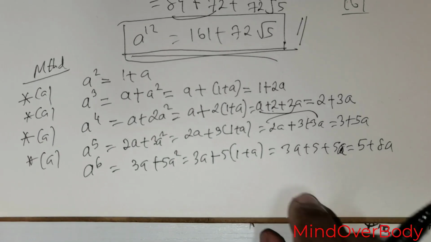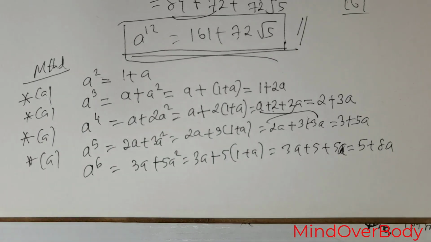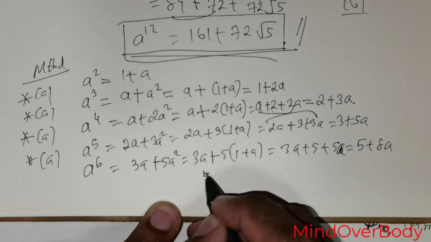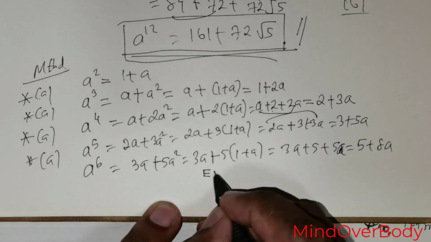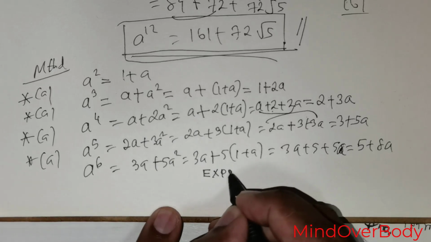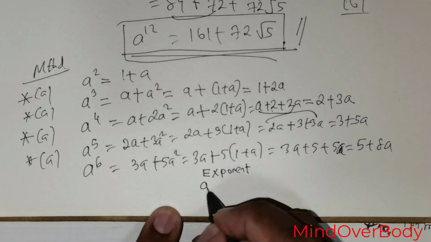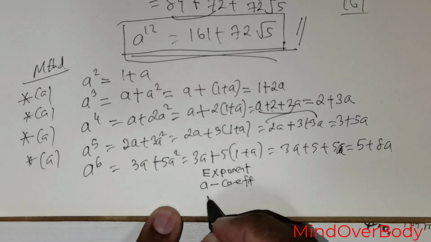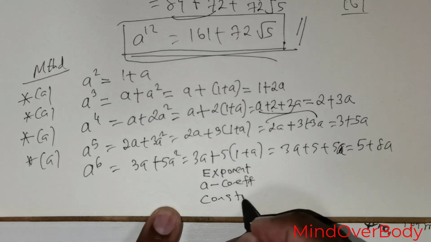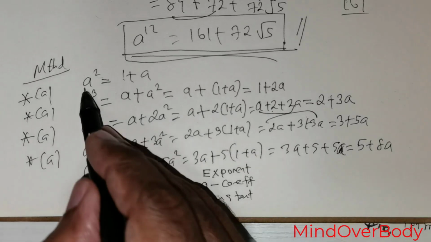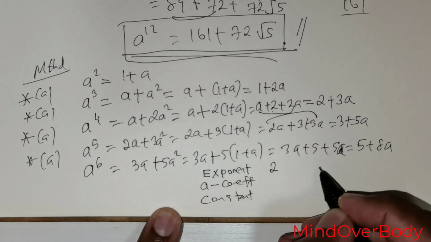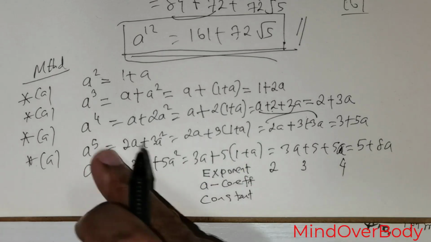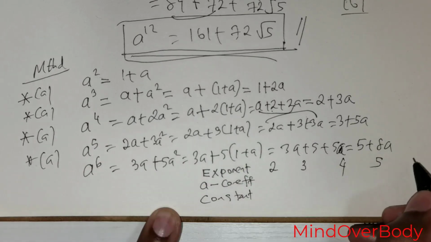Now what I wish to do is create a table. Let me show. This table is going to comprise 3 headings. One is going to be the exponent, and then the next is the coefficient, and the final one is going to be the constant term. Now I'm going to start off with degree 2, degree 3, degree 4, degree 5, degree 6, and so on.